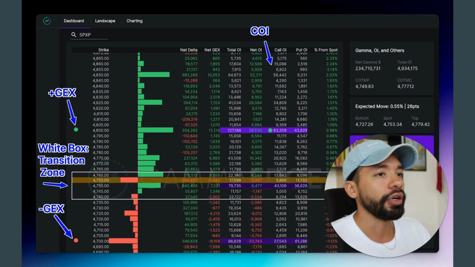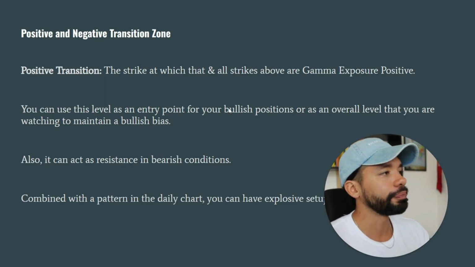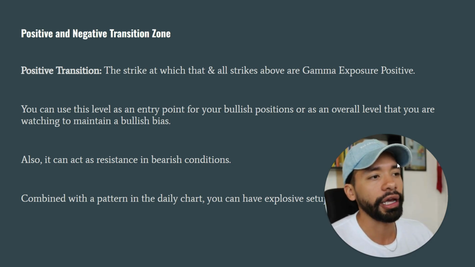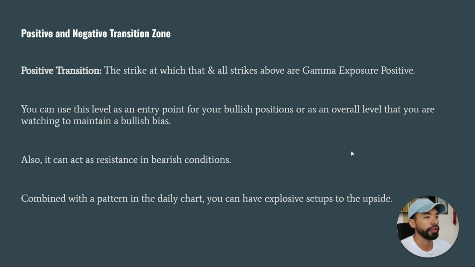So let's jump into the presentation really quickly, that way we don't make this a really long video. Let's start with the positive and negative transition zone. And let me make myself smaller so that you can actually read everything in the presentation. So let's start with the positive transition.